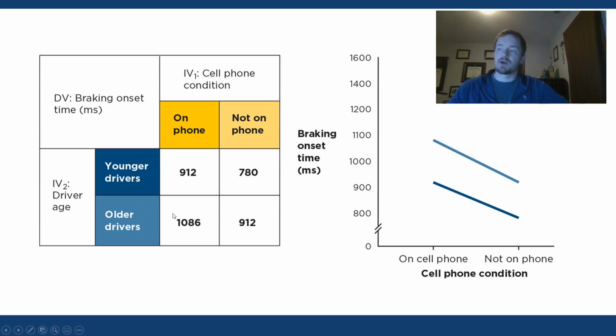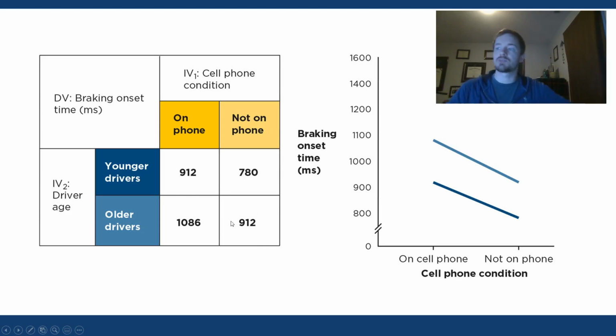Old drivers that are on cell phones took over a second to brake. So it took them 1,086 milliseconds to brake. And then you can see that whenever you're not on a cell phone, both groups were faster, right? So 780 milliseconds versus 912 milliseconds. So there's a lot of data to unpack here, right?